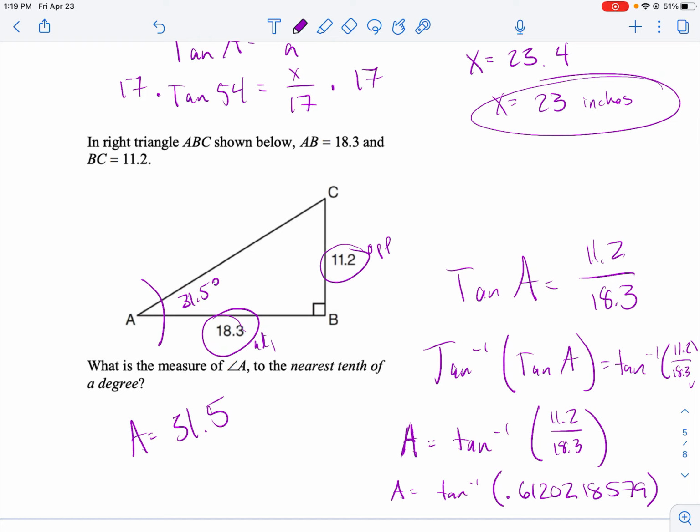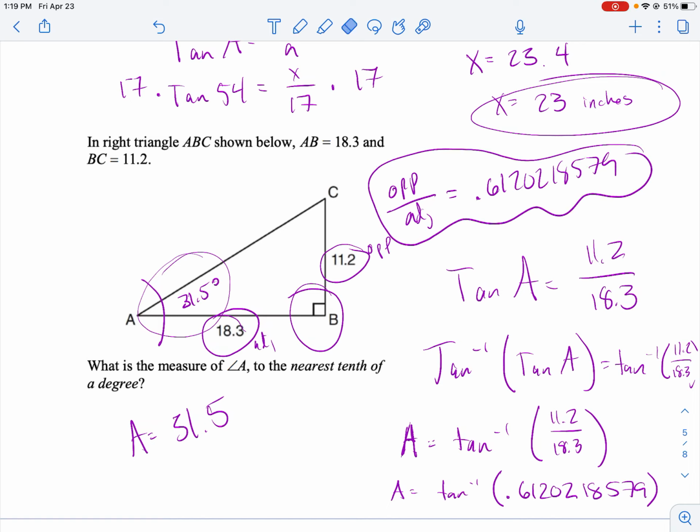So what it's saying is that when you have a 31.5 degree angle with its opposite and adjacent side, the ratio created by that triangle, no matter what the size is, as long as you have that piece and that piece there, the ratio for that opposite over adjacent side is always going to be 0.61202185 79. And so that is what we're up against.